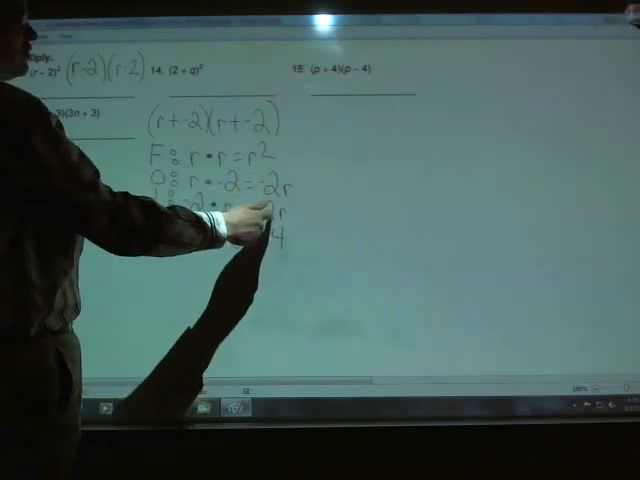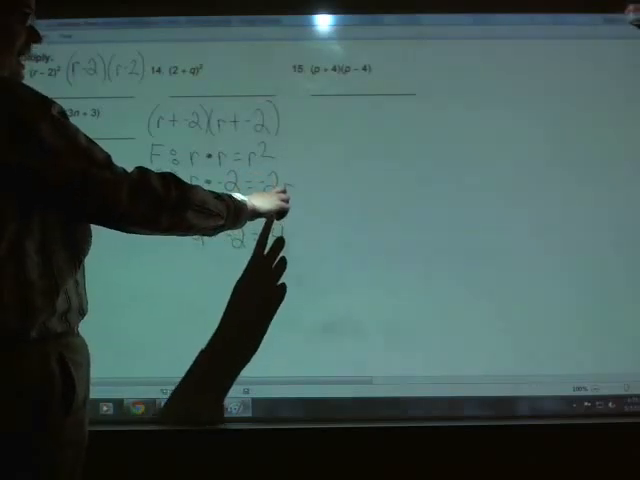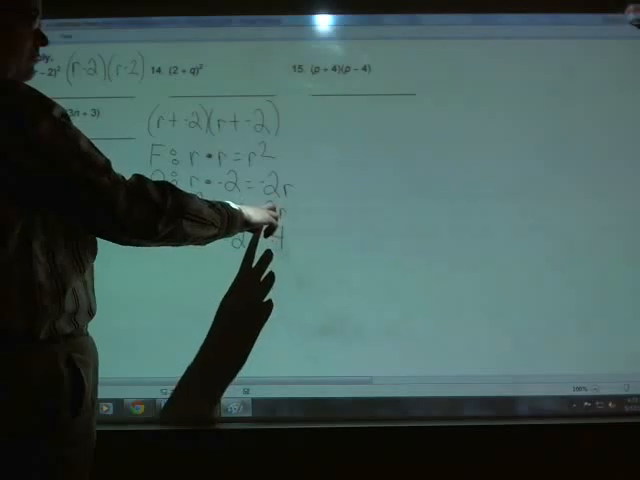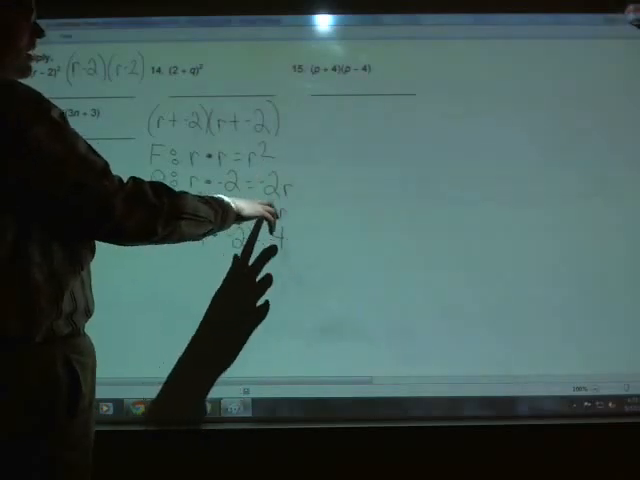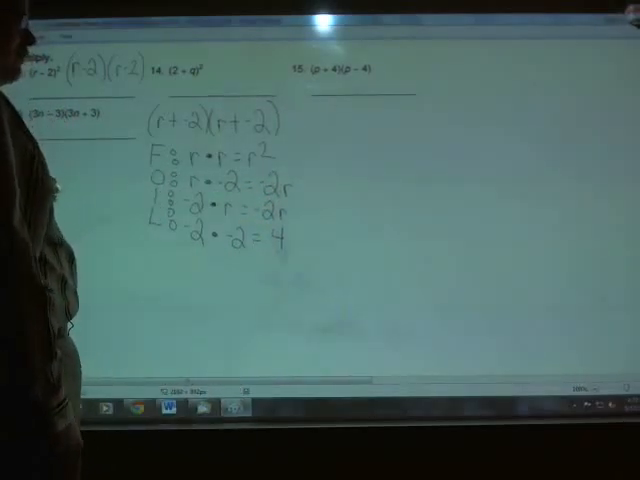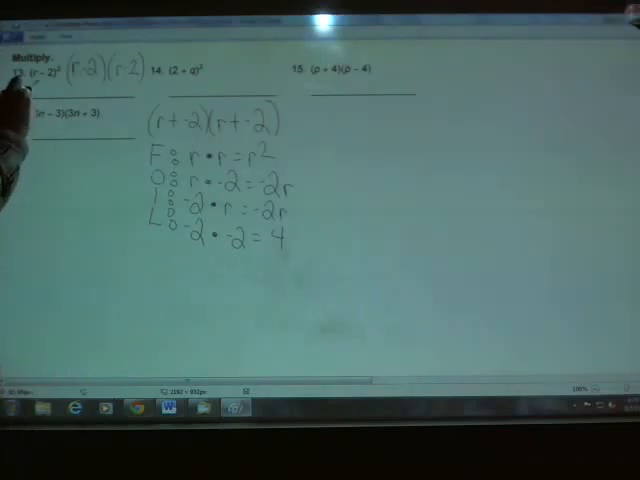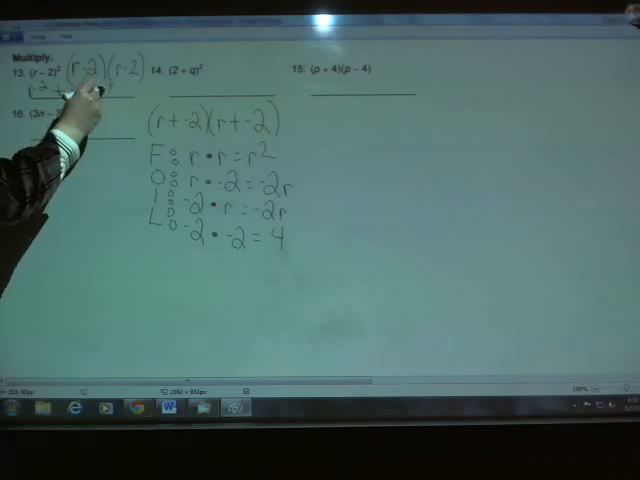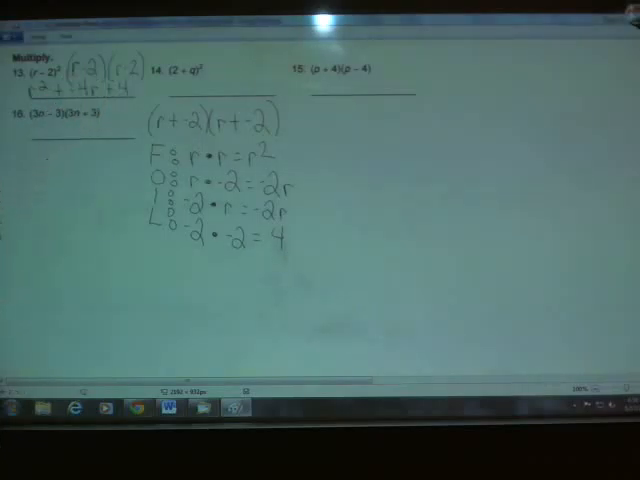Negative 2r and 2 more, I guess we should say, 2 more negative 2r's, is going to combine to make negative 4r. So I've got r squared plus negative 4r plus 4. All right, let's return to using table method here in the remainder of the questions.